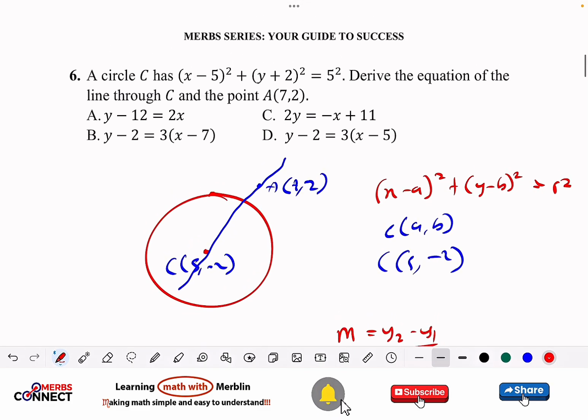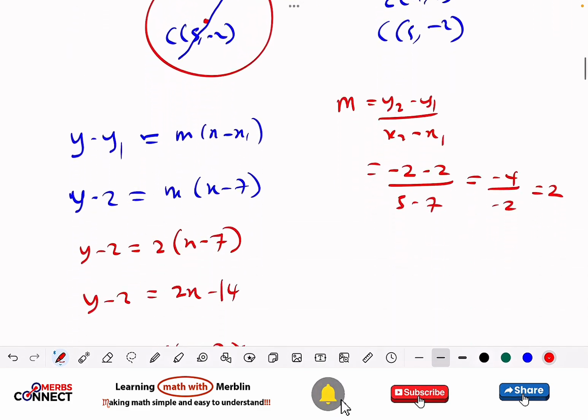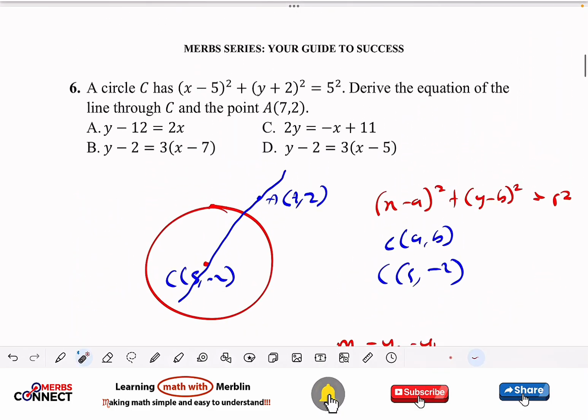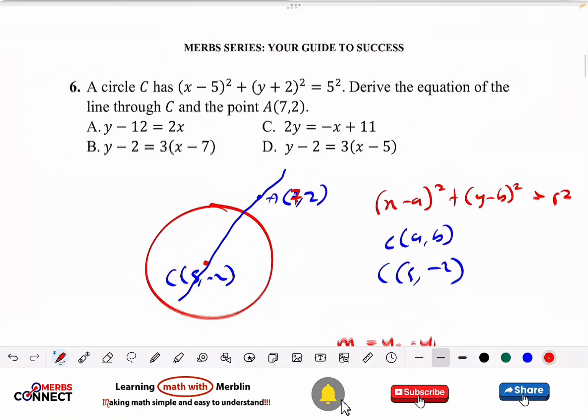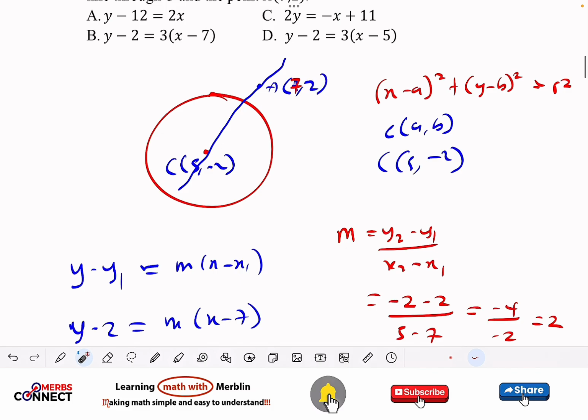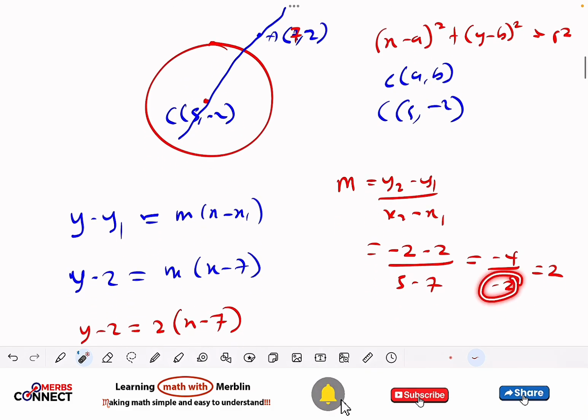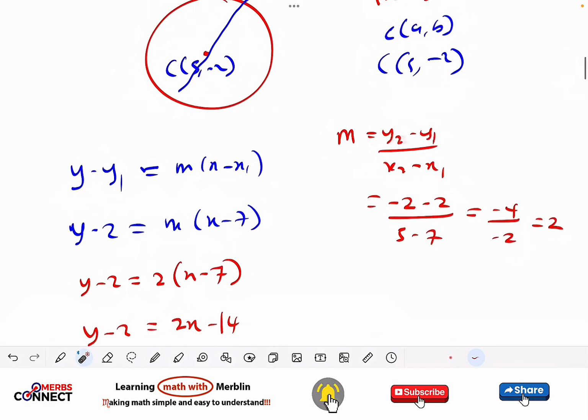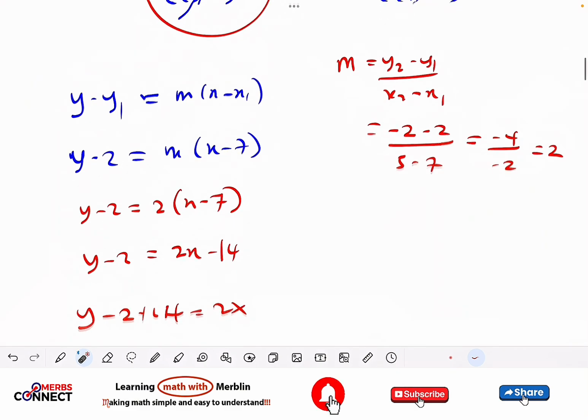No. Do you have any other option that's okay? Let me check it again. The center is 5 and minus 2, which is true. The point given to us is 7 and 2. So x is 7, y is 2. For the gradient, 2 minus 6... minus 2 is going to give us minus 4, and 5 minus 7 is going to give us minus 2. So this is going to give us 2. Put a 2 here, and we are having something like this.